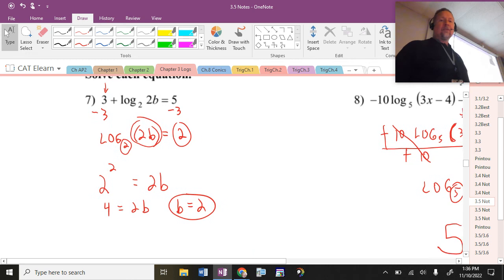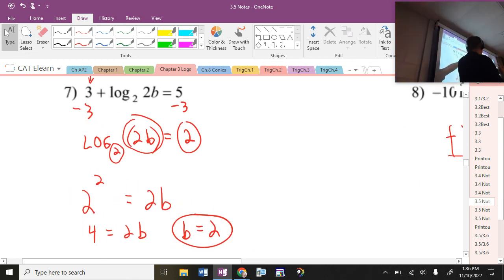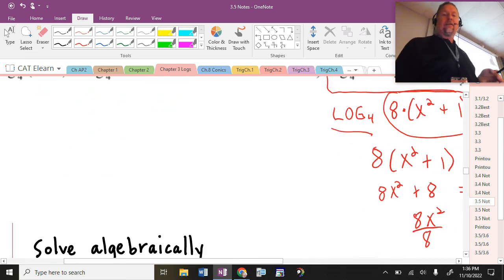Was this a logarithm? 2 times 2 is 4. This is easy to check. 2 times 2 is 4. What's log base 2 of 4? Everyone should know that answer. 3, 2, 1, go. 2. What's 2 plus 3? So that checked. But anyway, I just wanted to make sure I didn't have a negative in there.